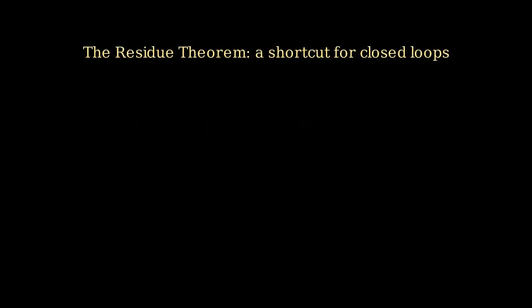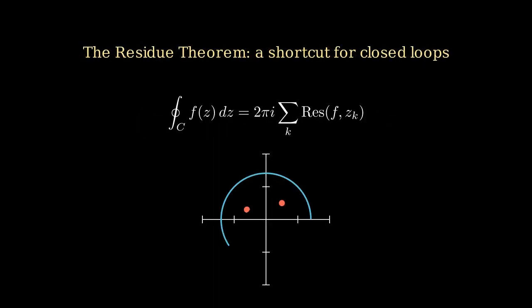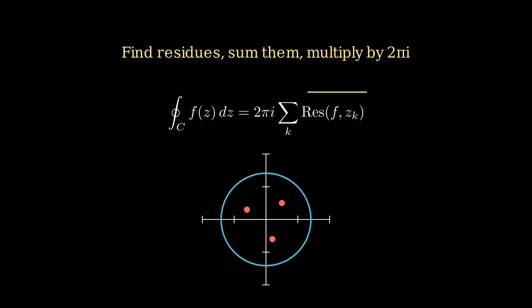Because only the residue survives, we get an extraordinary shortcut, called the Residue Theorem. If a closed curve C encloses several singularities, then the closed loop integral over C of f of z dz equals 2πi times the sum of all the residues trapped inside. Pattern to recognize: whenever you see a closed loop integral around multiple singularities, stop trying to integrate directly. Find the residues instead, add them up, and multiply by 2πi.